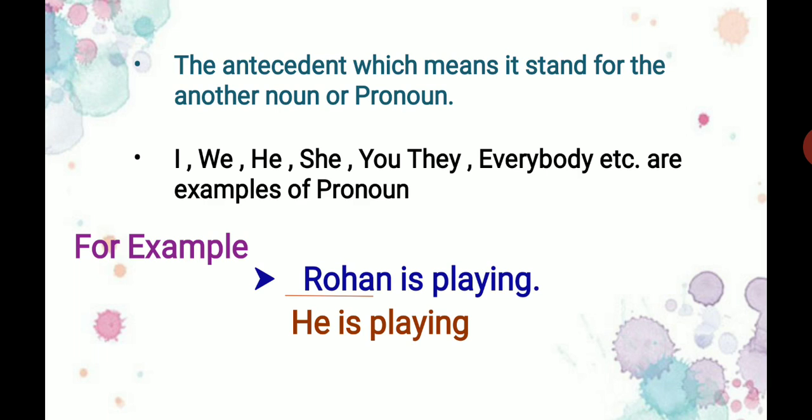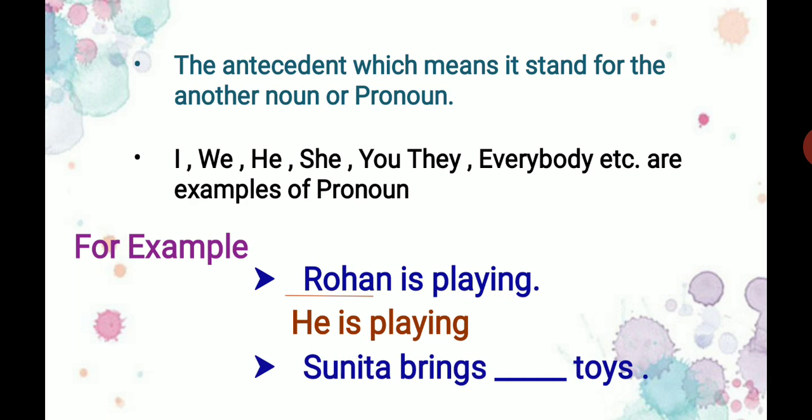Now let's see the example of antecedent, noun or pronoun. Sunita brings dash toys. Now Sunita is already a noun in the sentence. Now she brings whose toys? Of course, her toys. It means we write here her according to Sunita. It is called antecedent. Understand?